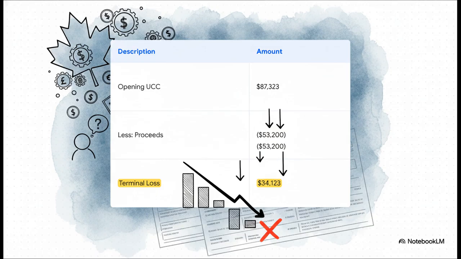And since this is the last asset of this type in his business, that difference becomes what's known as a terminal loss. And this is great news for Joey because he can deduct this entire loss against his other income for the year, which means a lower tax bill.